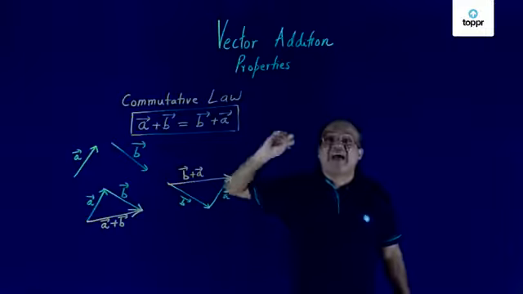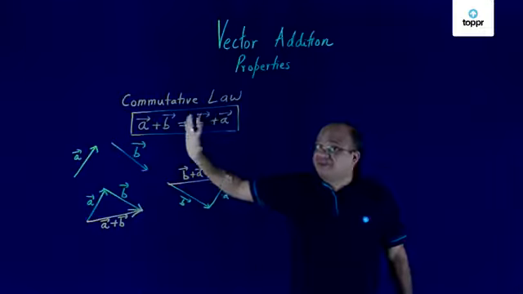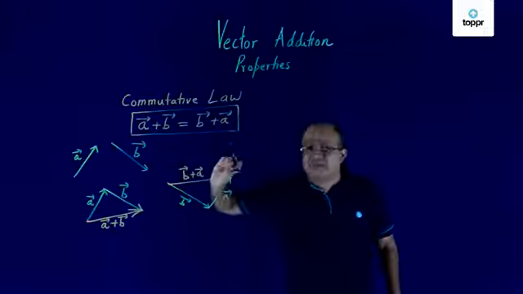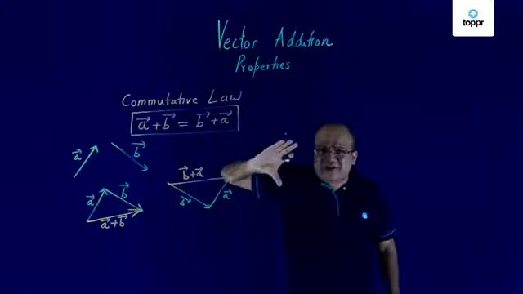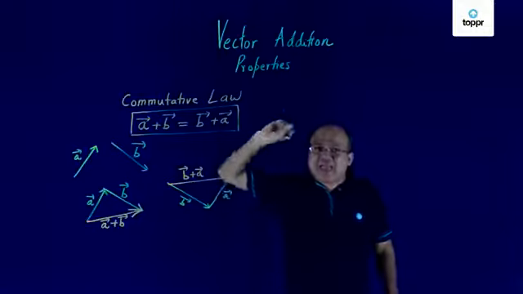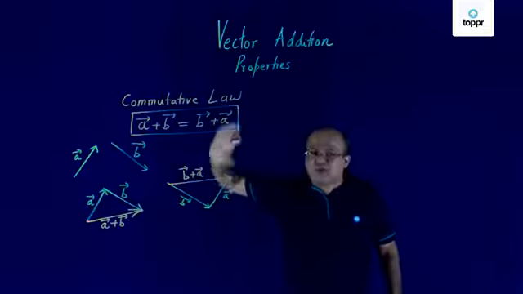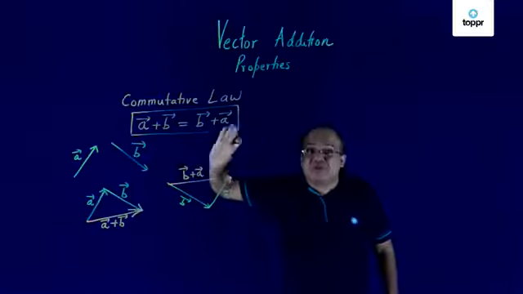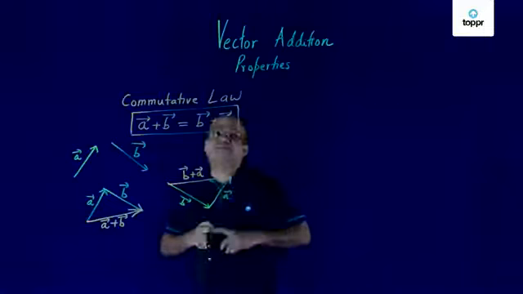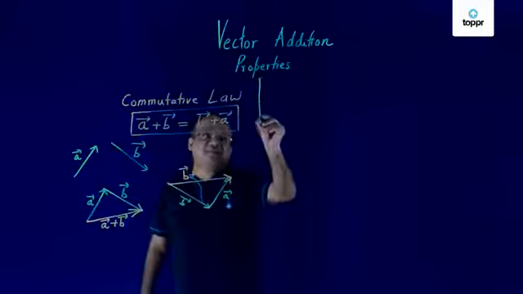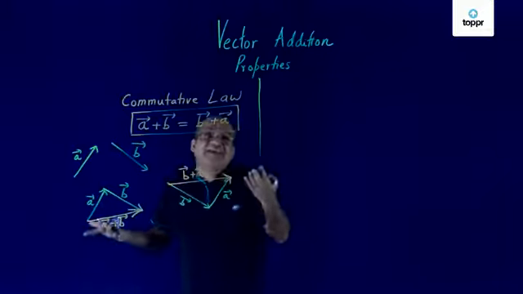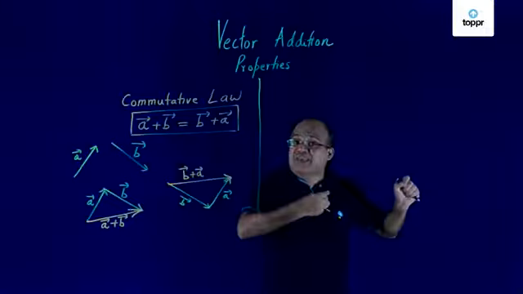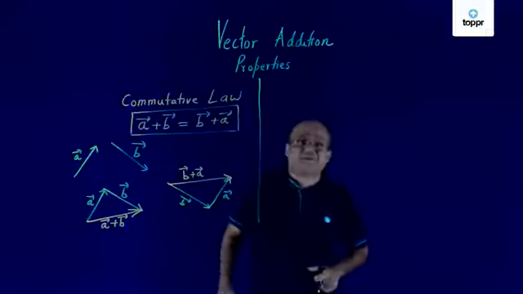This is what law? Commutative law. Right? Remember that. If anything does not follow this law, it is not a vector. Right? In fact, we'll learn later that finite angular displacement is not a vector because it does not obey the commutative law of vector addition. So commutative law means we can add the vectors in any order. A vector plus B vector will be same as B vector plus A vector.